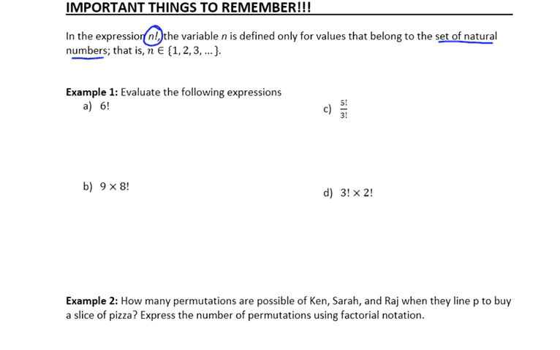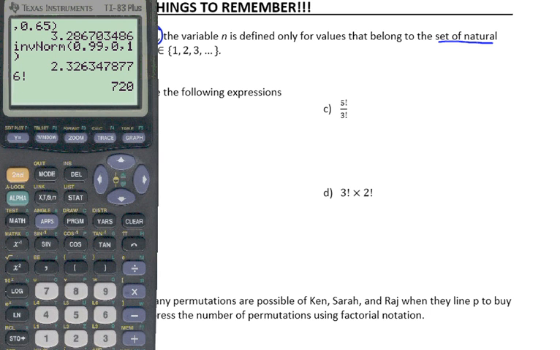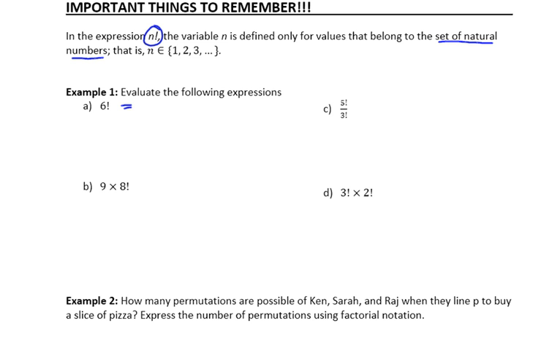So please evaluate 6 factorial. Well, we just did that one. Do you guys remember what it was in your calculators? 720. Okay. Now I'm going to show you how to do this one algebraically, but also with your calculator.